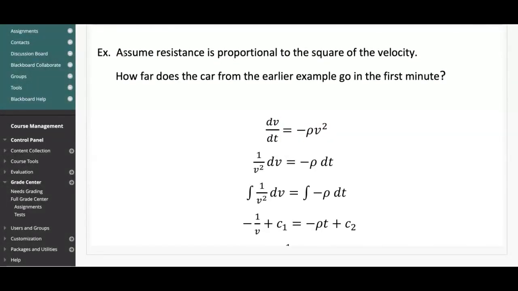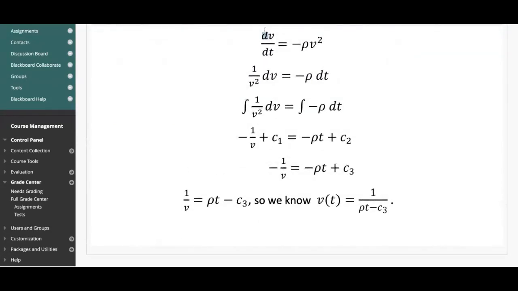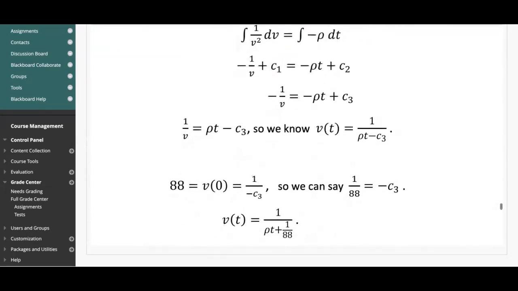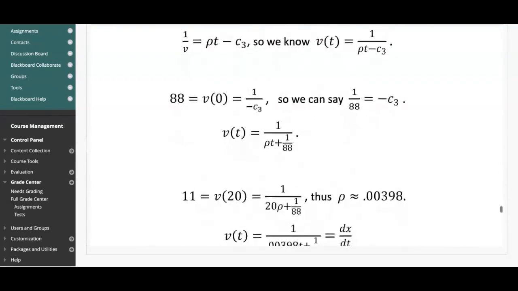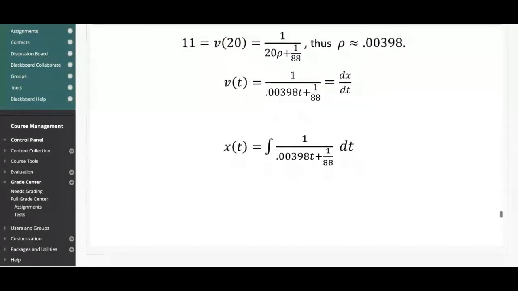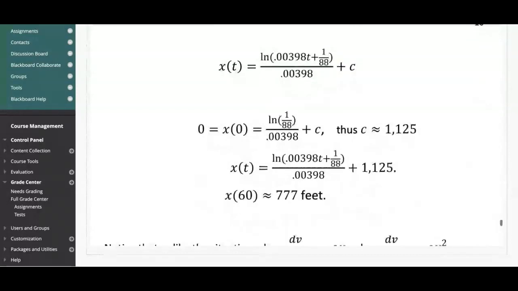Well, let's see this example. Assume resistance is proportional to the square of the velocity. How far does a car from the early example go in the first minute? Same thing, right? By now, we're very familiar with this. Separate variables, solve for velocity, use the initial value, get a specific velocity function, then integrate, get a displacement function.